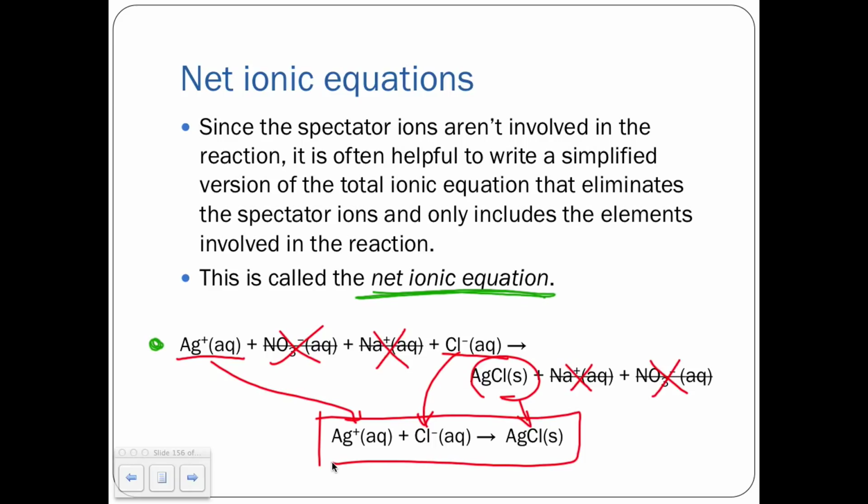Now you see this is a lot simpler than what we had originally here. So we sort of got more complex when we went to the total ionic equation, but then we've simplified it down to the net ionic equation, because this way we're only looking at those particular ions that are involved in the actual chemical reaction, not those that just sit around but don't really do anything in the actual reaction.